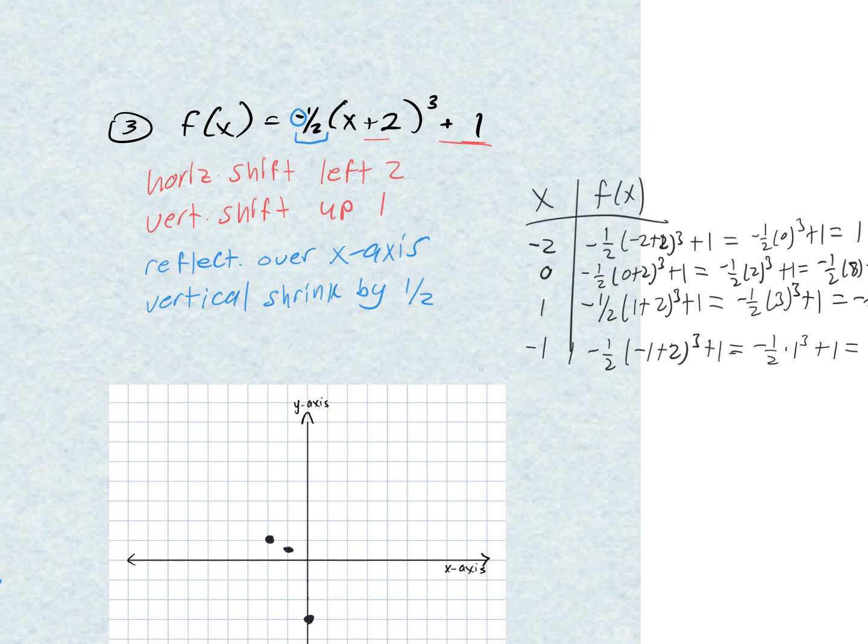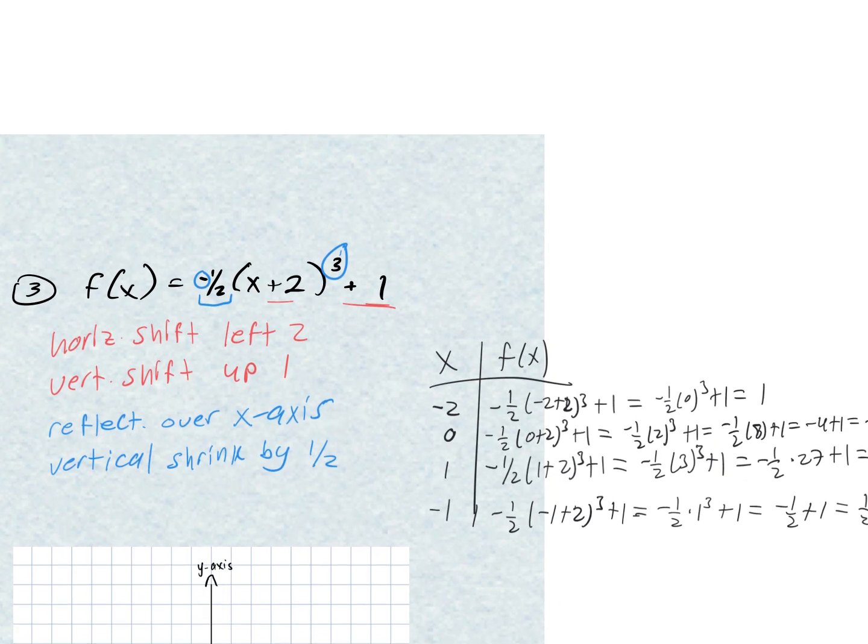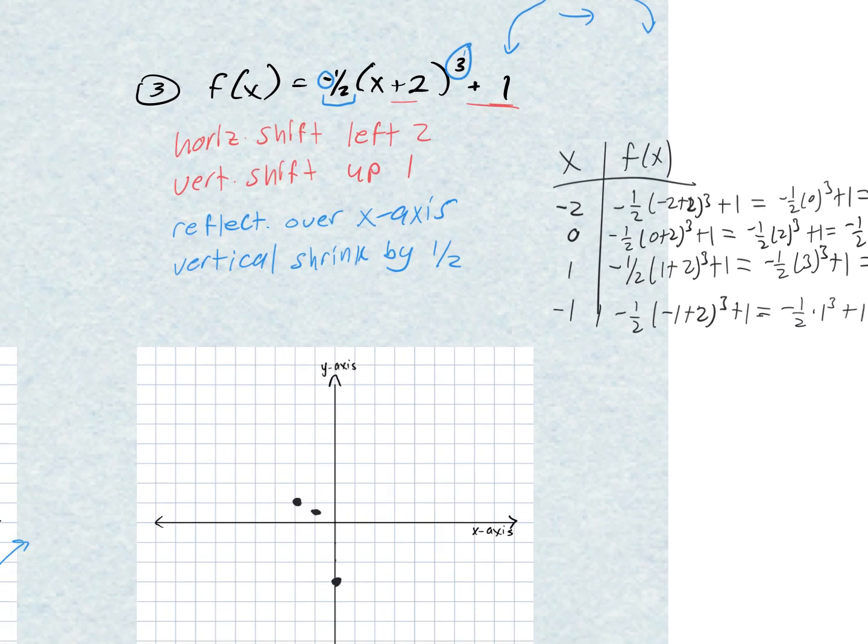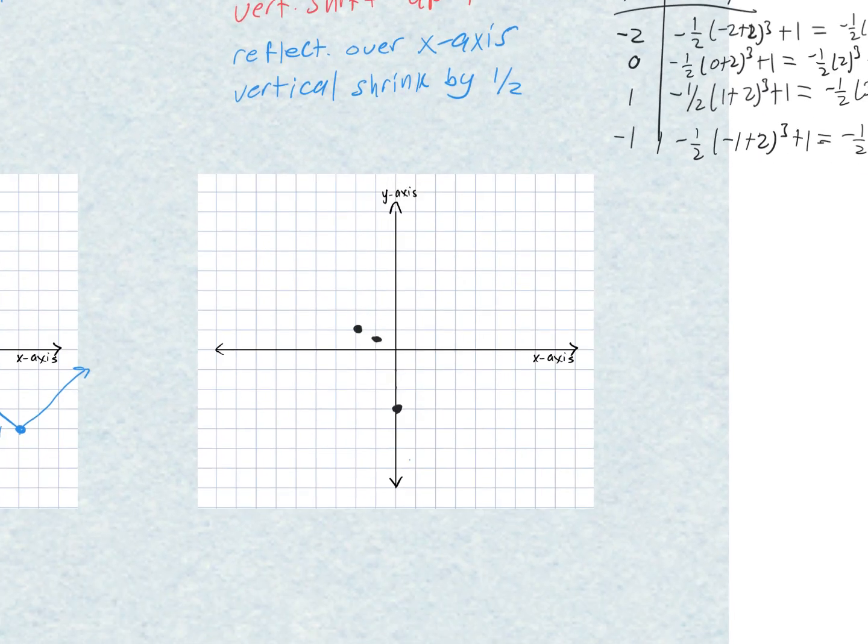Just because we know what a cubic function looks like, we know that this is going to originally look something like that. But since we reflected it over the x-axis, it's going to turn into something like that. And so let's go ahead and connect these points, something like that. And then we can maybe pick another one.